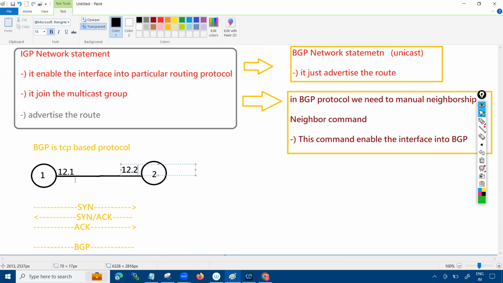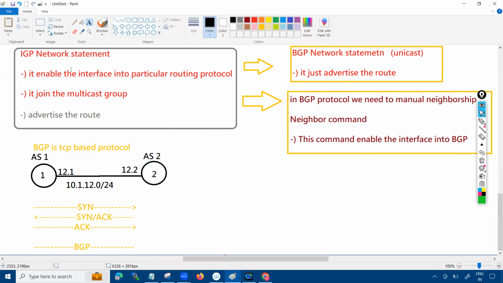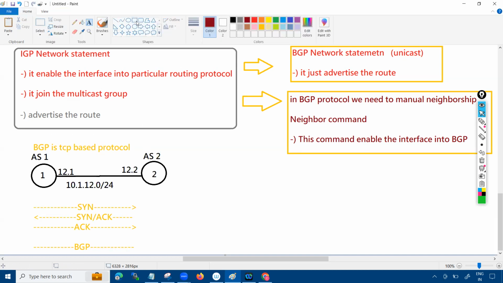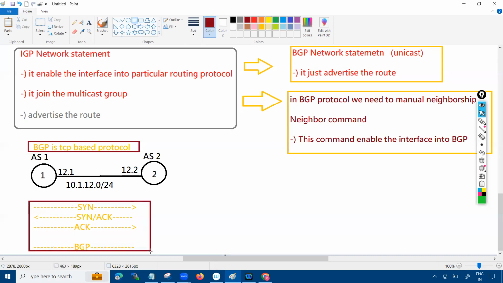So first, what happened between router 1 and router 2? Doesn't matter which neighborship you're going to form, either you're going to run IBGP or eBGP. In both cases, what happens? It's a TCP-based protocol. So in a TCP-based protocol, I really need to exchange the three-way handshake process for TCP. If the TCP handshake process is done, then our BGP comes in the picture.